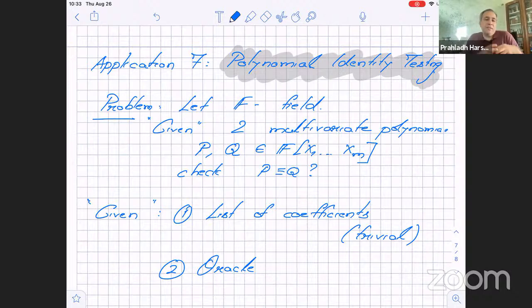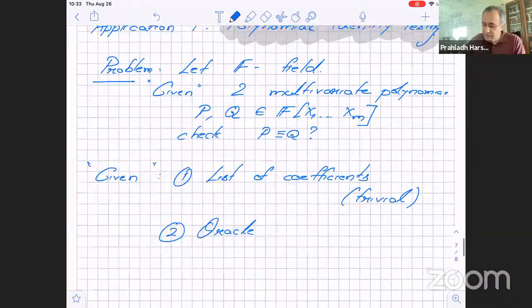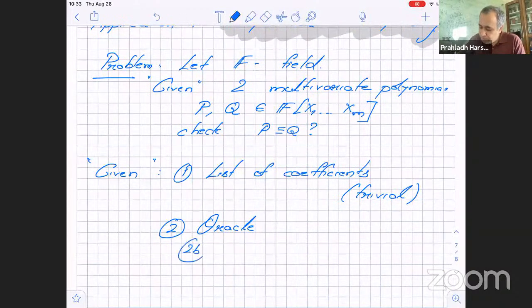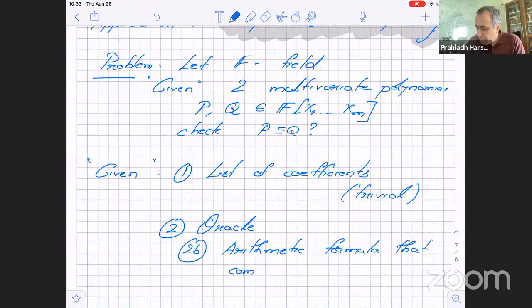So it's an oracle in the sense that you don't get a list of coefficients, but some object which you feed any input, and it tells you what the evaluation of the polynomial at that input is. You ask a question, it tells you the answer. So suppose I give you P and Q as oracles instead. One way of implementing such an oracle is that I give you an arithmetic formula that computes P and Q.